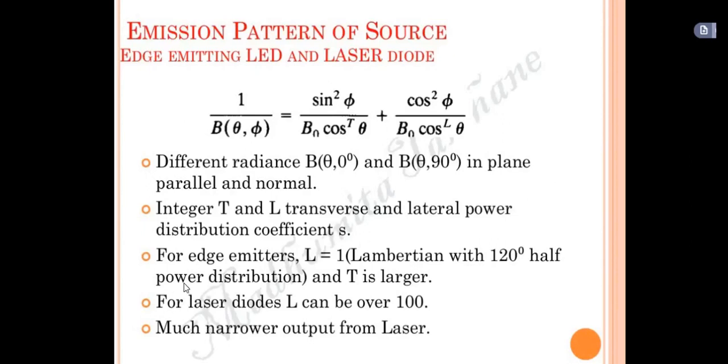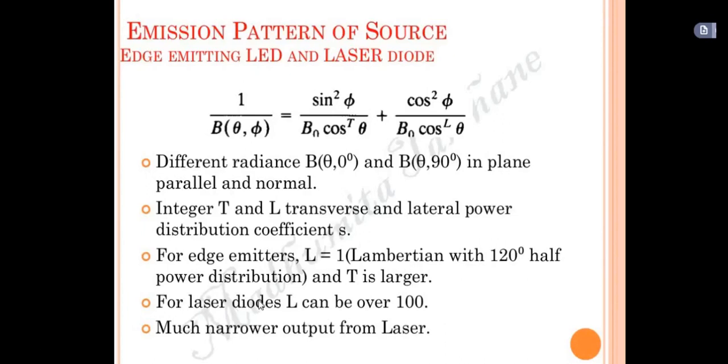Similarly, if you want to find the L value for edge emitters, always L equals 1, Lambertian with a 120 degree half power distribution. So for the half power distribution, if you have a Lambertian angle of 120 degrees, at this typical value your L value is 1. And if L is 1, the T will become larger, the transverse will increase.